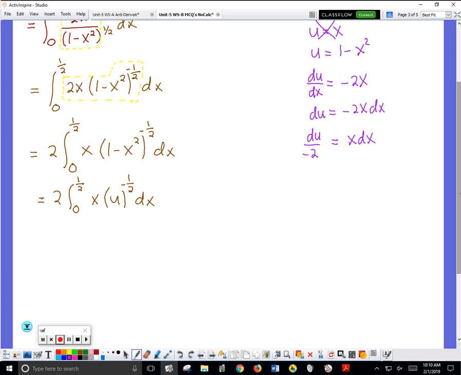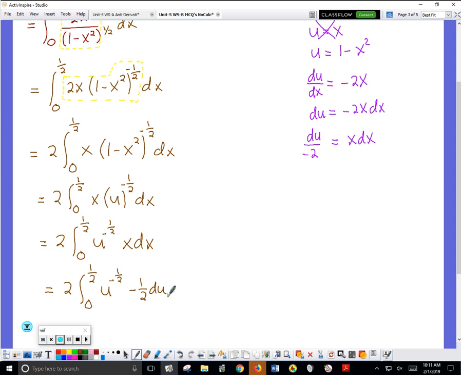So when I substitute again, I get 2, 0 to 1/2, u to the negative 1/2, x dx. In place of x dx, I have negative 1/2 du. I'm writing a lot. If you choose to skip a few things that I write, that's totally fine. Let's do this real quick. I've seen students do this a lot.